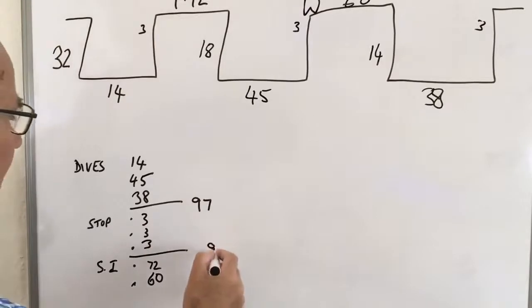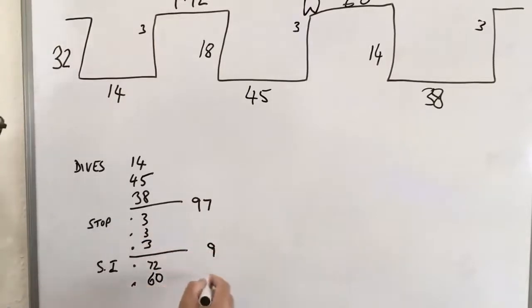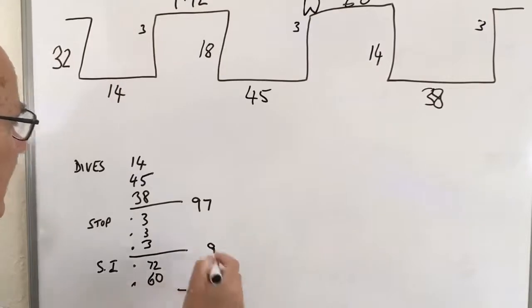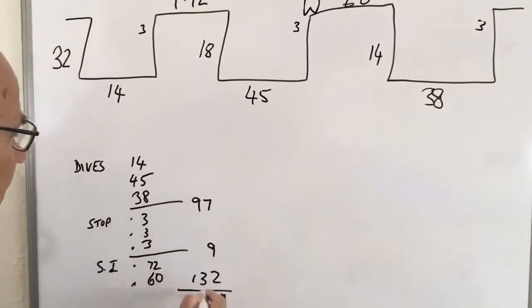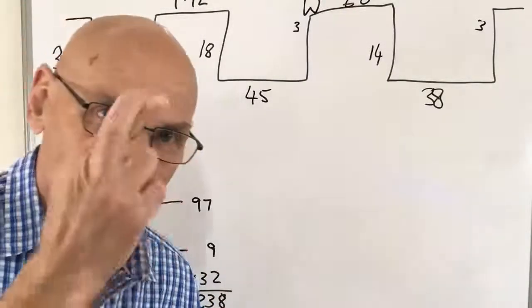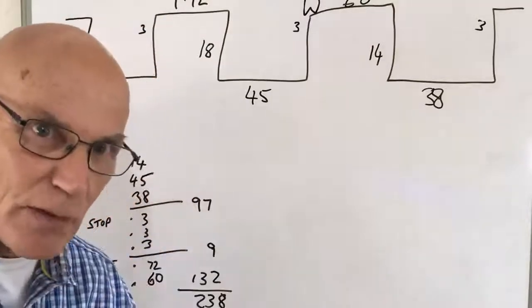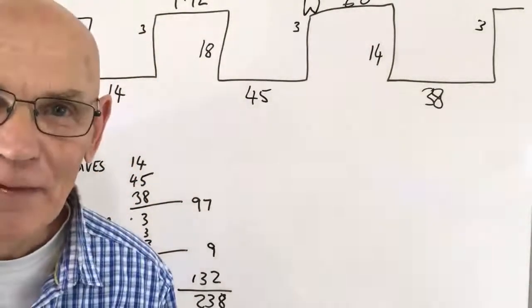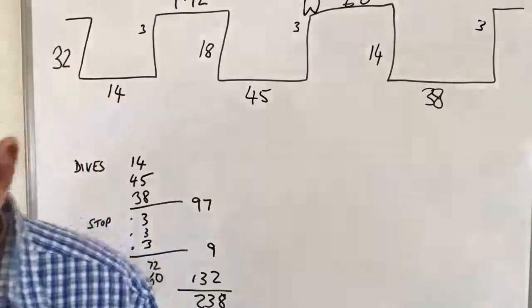So we can add these up. 3 is 9, and then 62 over here is 132. Add these up, 16, 18, 4, 30, 238 minutes. It's at that stage you need to cross your fingers and have a look at those multi-choice answers and hope that there's one that says 238 minutes, and that'll be the answer.